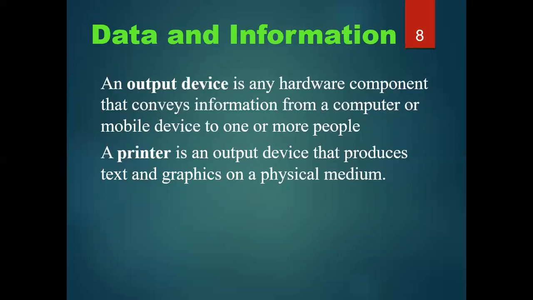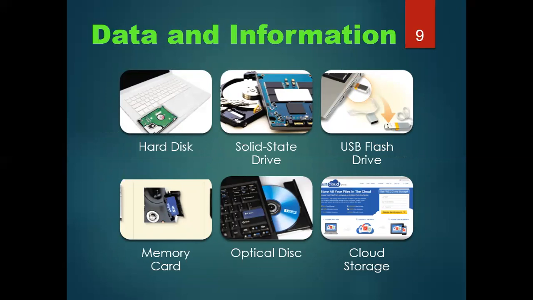In this slide, basically all are storage, because in the next slide, I will describe in detail the difference between data and information and storage also. So over here, we can see that these are all storage devices: hard disk, solid state drive, USB universal serial bus, which is basically a flash drive, memory card, optical disk, and cloud storage.